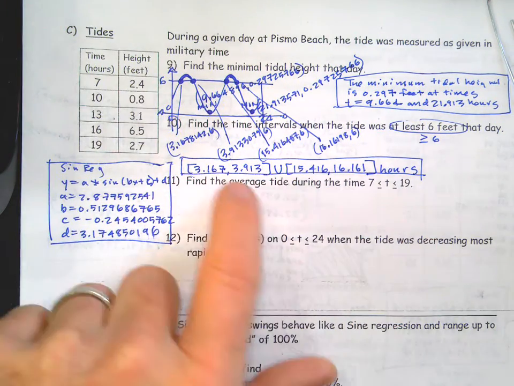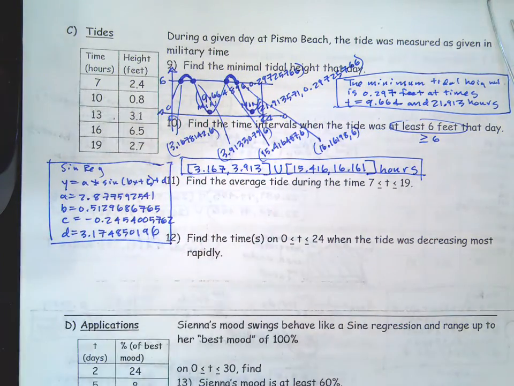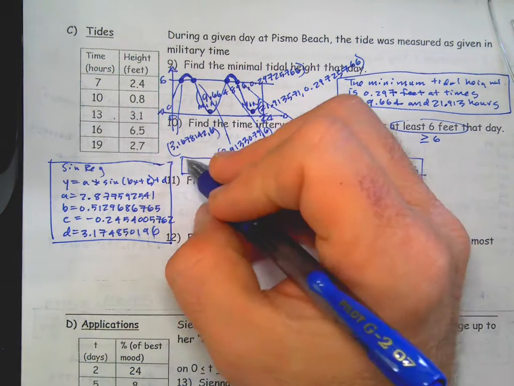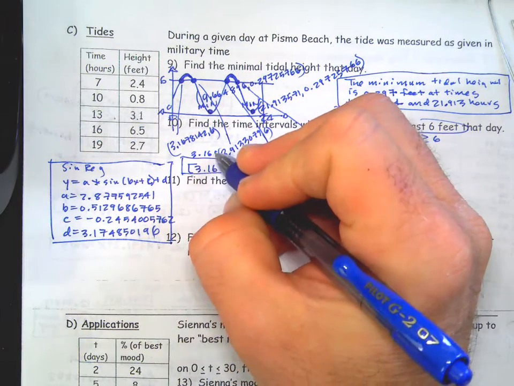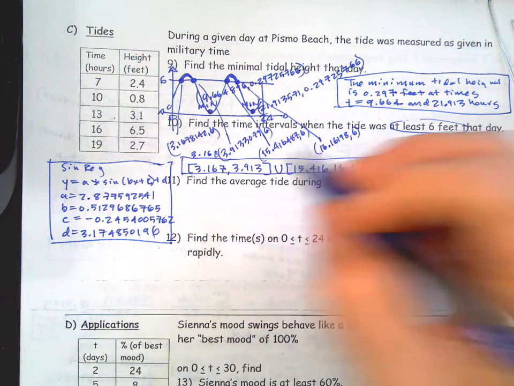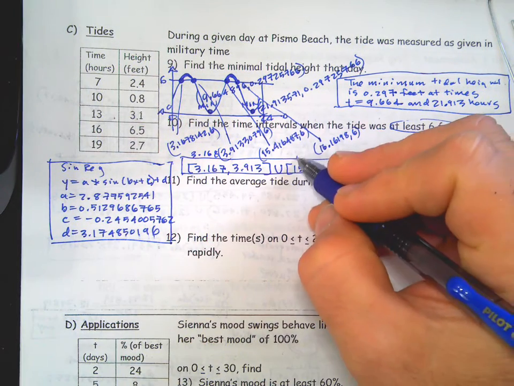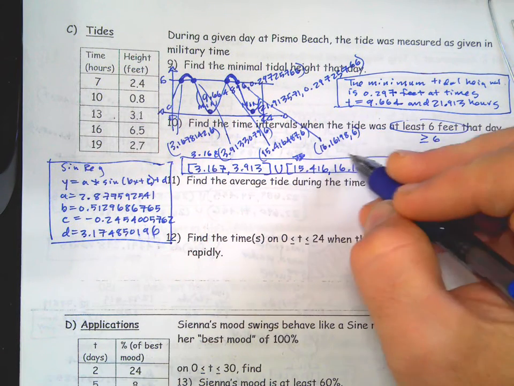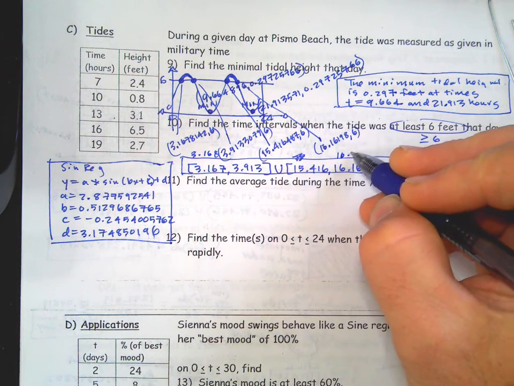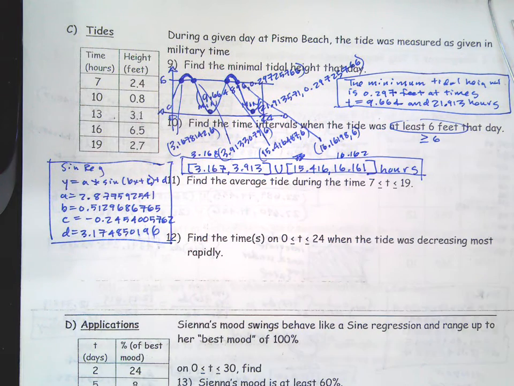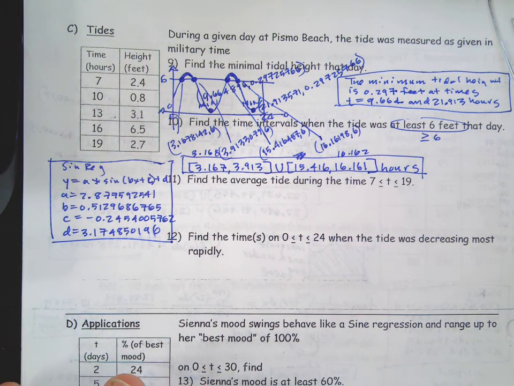Now, you could have rounded some of these. If you look at my solutions, it should have the rounded answers. But I'm generally not going to bother writing them. That's that. That has to say that. This could be 15. No, that stays that. This could be 16.162 instead. Anyways, find the average tide during 7 and 9.